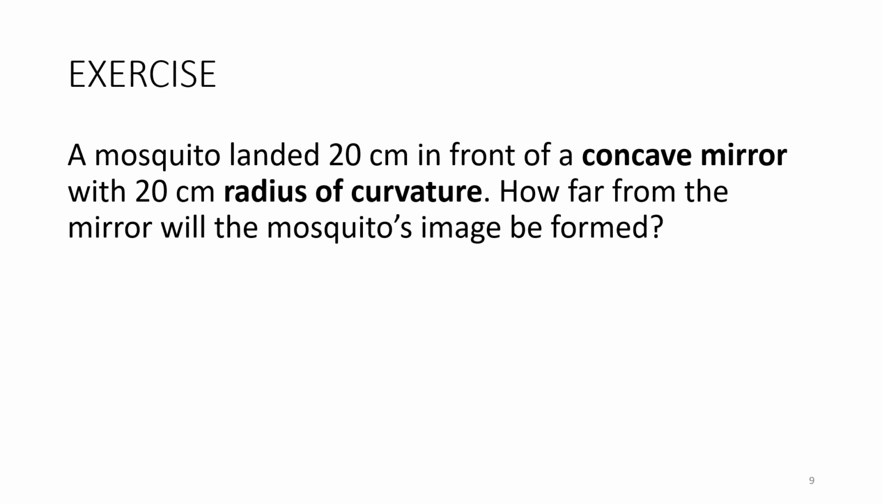A mosquito landed 20 centimeters in front of a concave mirror with a 20 centimeter radius of curvature, or r equals 20 cm. How far from the mirror will the mosquito's image be formed? We don't really necessarily have to use ray tracing for now. We can just use the equation that relates the object and image distances to the focal length of the mirror. Basically, we're going to be using 1 over s plus 1 over s prime is equal to 1 over f.